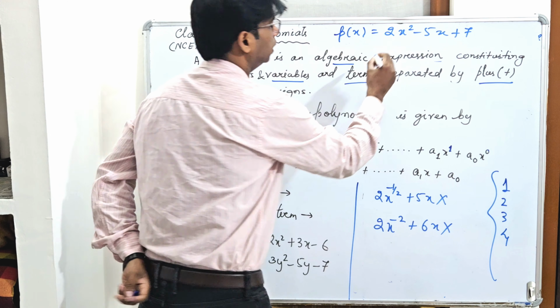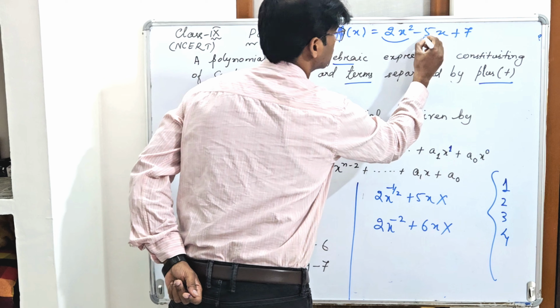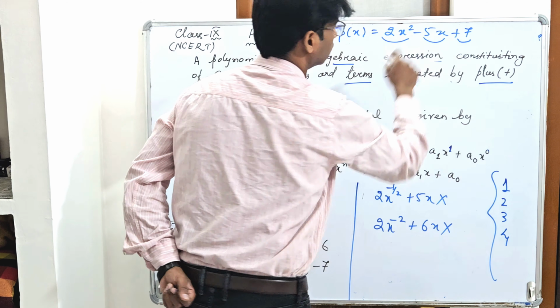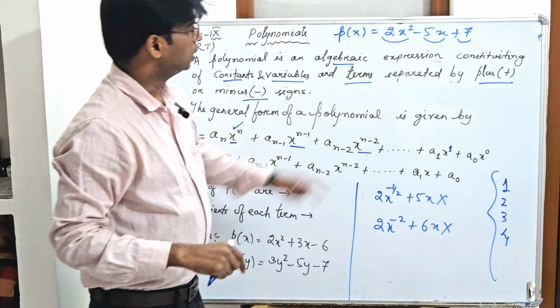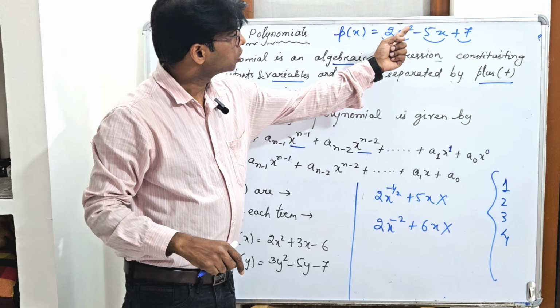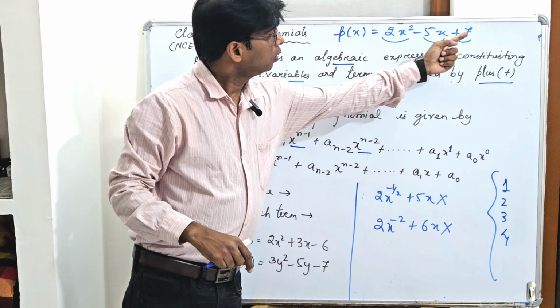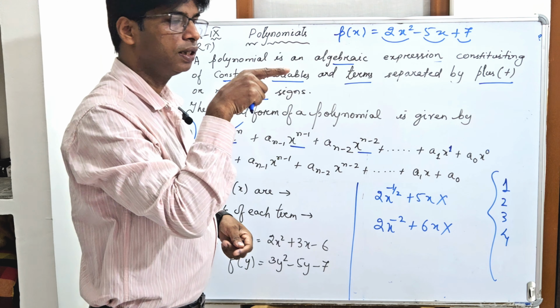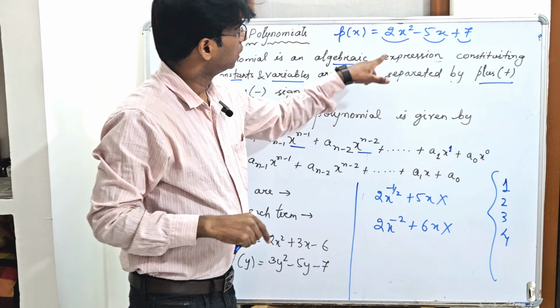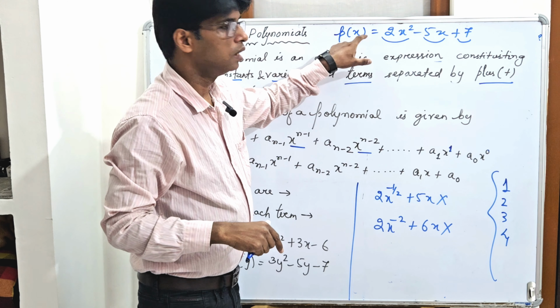And you see here three terms are there: 2x square minus 5x plus 7. So can you find this as in the standard form? Yes, because the power of the variables you can see x to the power 2, x to the power 1, and here x to the power 0. So all the terms are written in the decreasing order of the power of the variables. That's why this polynomial is in the standard form.